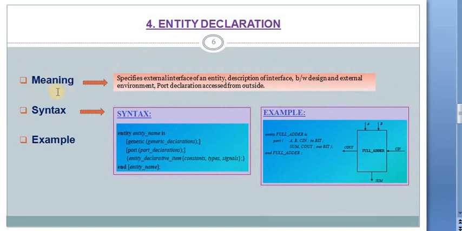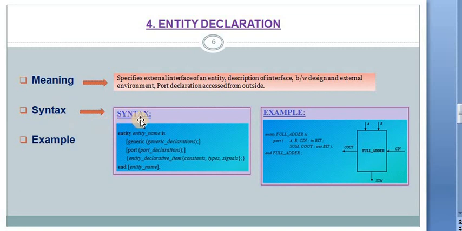The definition says that entity declaration specifies the external interface of an entity. This means an entity is the description of the interface between a design and its external environment. Another very important concept related to entity is that it has port declarations, using which the circuit codes are accessed from outside. So let's observe its syntax.